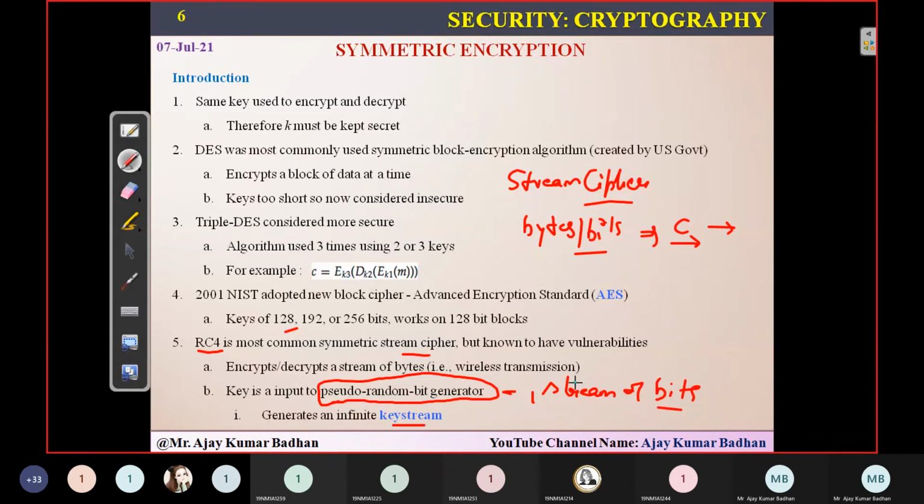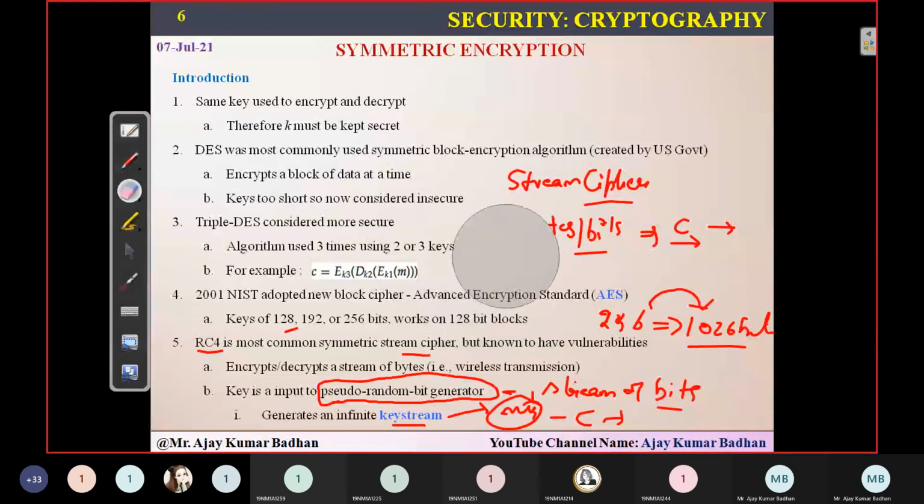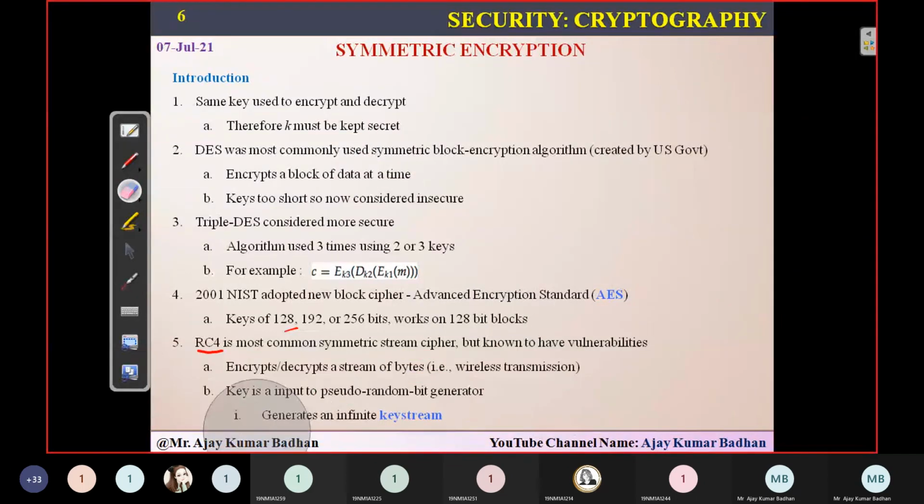We call it infinite, meaning very large. For example, if you give a 256-bit key, it will be converted into some 1026-bit size key. That is very, very big. So it generates an infinite key stream, and this stream is applied to the message, which is then converted into ciphertext and transmitted. So it becomes much more difficult for the hacker to overcome this.